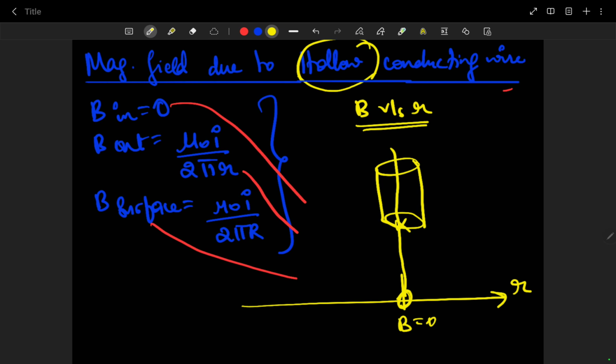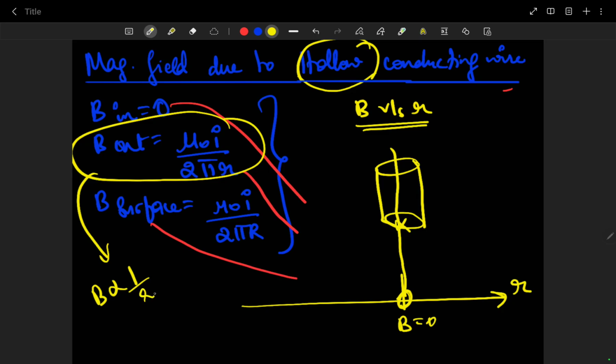What will happen if you go outside? Can you see this expression? What is the relation between B and R? It is an inverse relation, right? So that means R is decreasing when B is increasing, right?